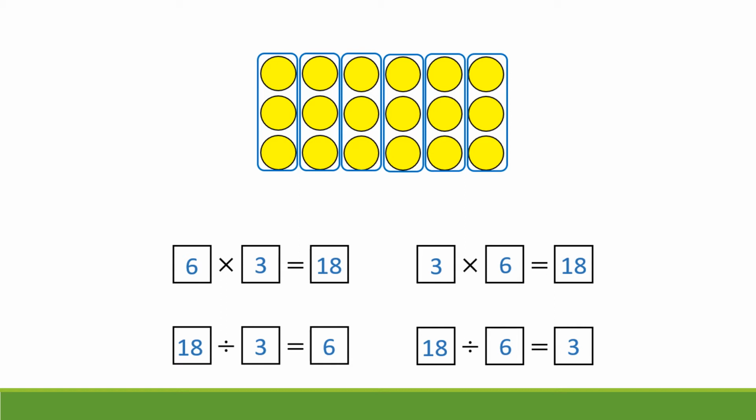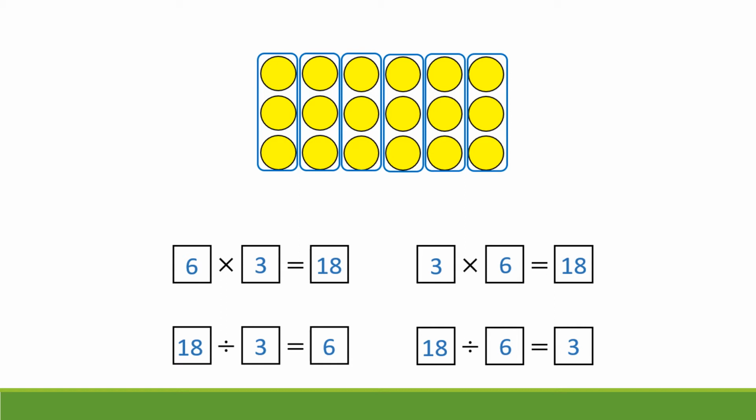How did you get on? Our learning target today is looking at our 3 times tables. So we are going to divide our array into groups of 3. You can see there are 6 groups of 3, and 6 times 3 equals 18. And if we know that 6 times 3 equals 18, we know that 3 times 6 also equals 18.